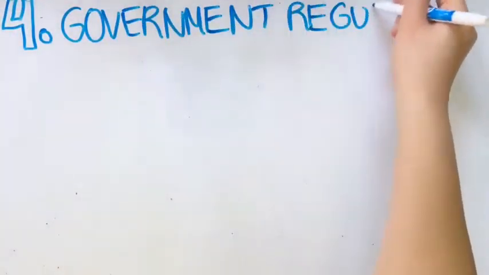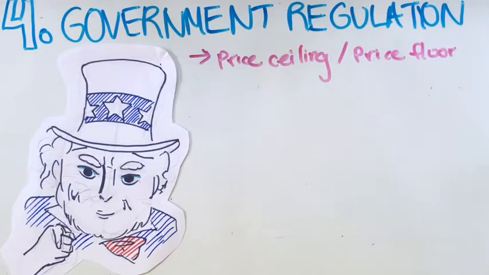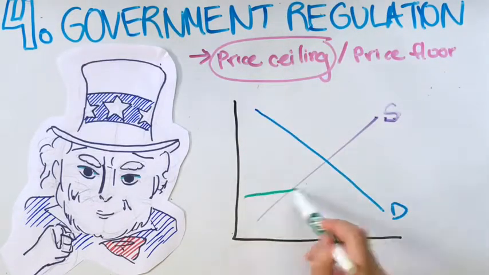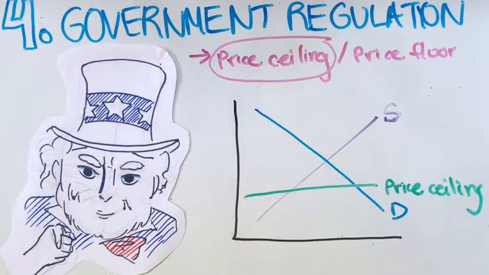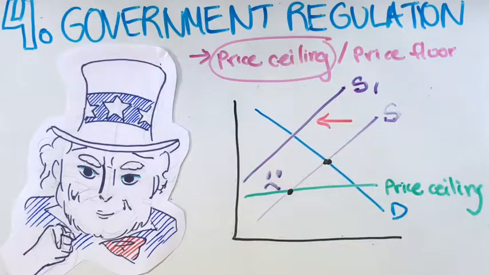The fourth supply shifter is government regulations. The government can choose to limit producer prices with things like price ceilings and price floors. For example, if the government were to set a price ceiling for house rental prices, there would be a set maximum price for the rent, and some suppliers would not want to rent out as many houses for that price, which lowers the supply curve.